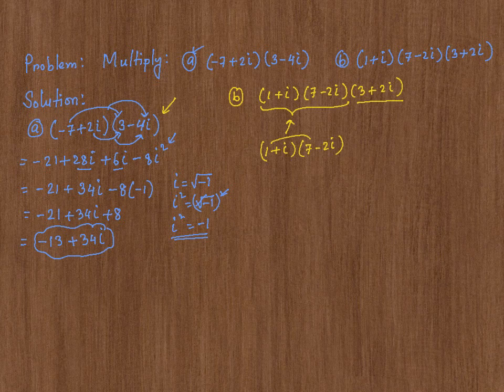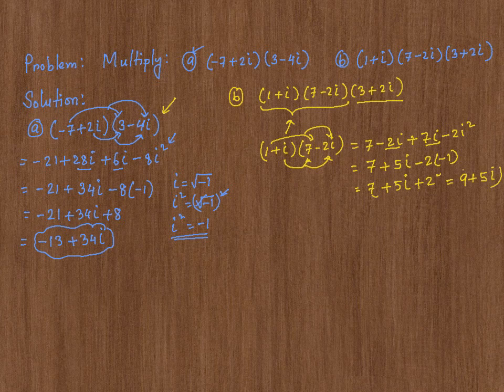1 times 7 is 7. 1 times negative 2i is negative 2i. i times 7 is 7i. Then i times negative 2i is negative 2i squared. Now keep in mind i squared is negative 1. So I'm going to have 7 minus 2i plus 7i, which is plus 5i. Then negative 2 times i squared, that's plus 2. So it's going to be 7 plus 5i plus 2. 2 plus 7 is 9. So it's 9 plus 5i. So this gives me 9 plus 5i.